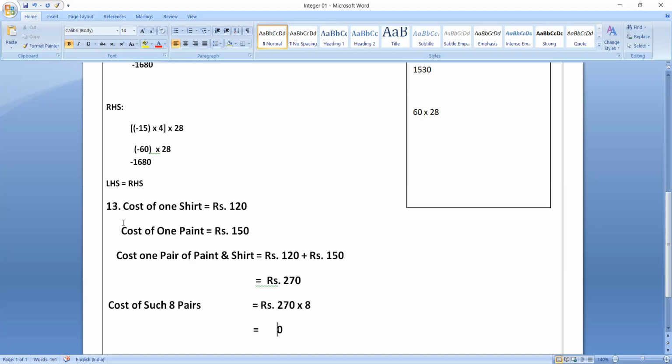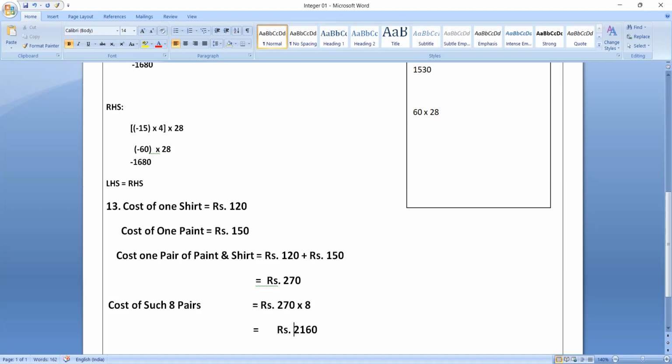8 times 5 is 40. 8 times 7 is 56, plus 4 is 60, so write 0 and carry 6. Now 8 times 2 is 16, plus 5, that is 21. So the cost of the 8 pairs of pant shirt is rupees 2160.